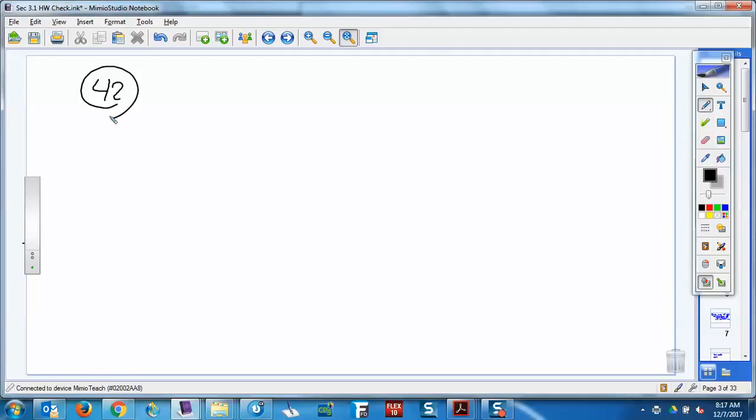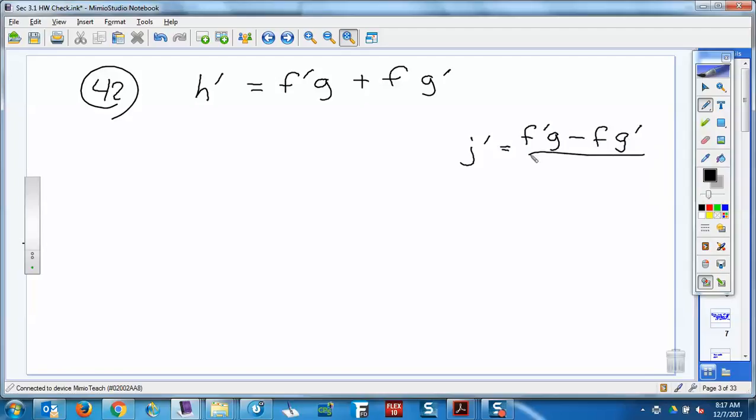So you're filling in the chart for H prime and J prime, right? H prime is going to be F prime G plus F G prime, right? And J prime is going to be F prime G minus F G prime, all over G squared. Is that right? Okay, that's your product and quotient rule.